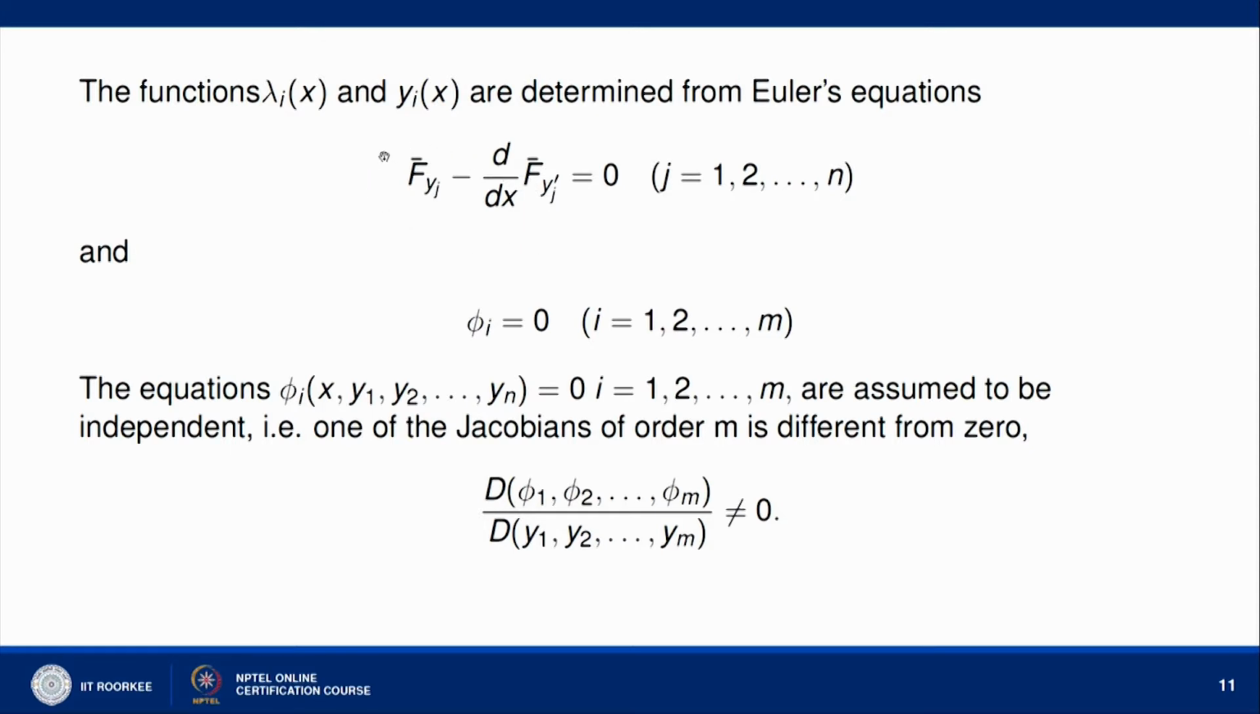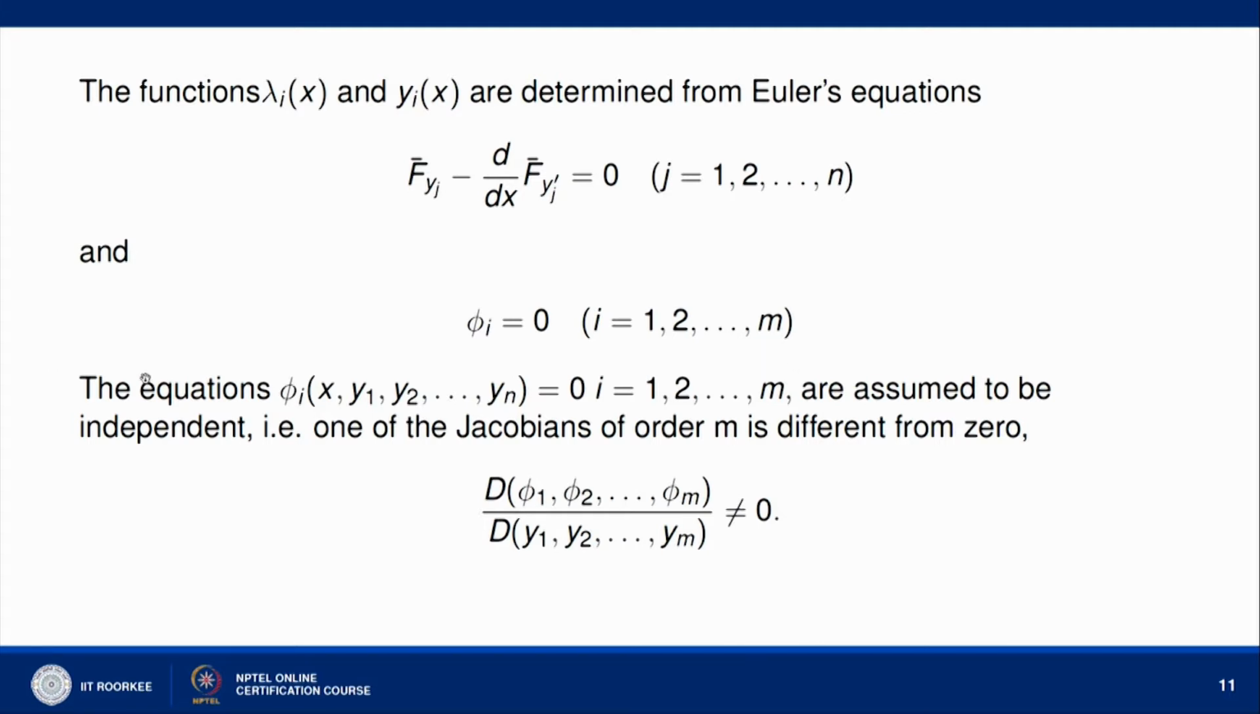In fact, this set of equations is obtained by assuming that f bar depends only on y1 to yn. But if we assume that f bar also depends on lambda 1 to lambda m, then this equation can also be considered as part of Euler's equation. Or otherwise you can simply write that lambda i and yi can be obtained from this Euler's equation and the subsidiary equations phi i for i equal to 1 to m.